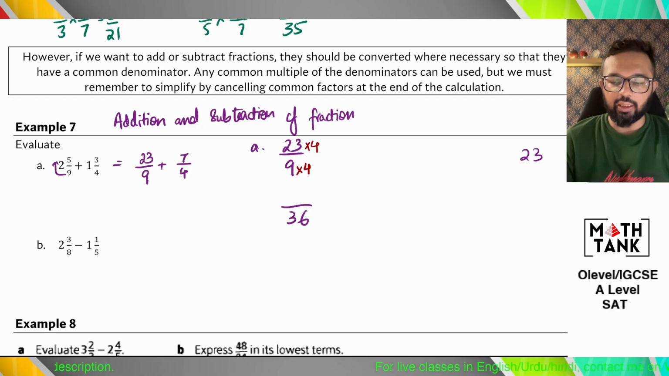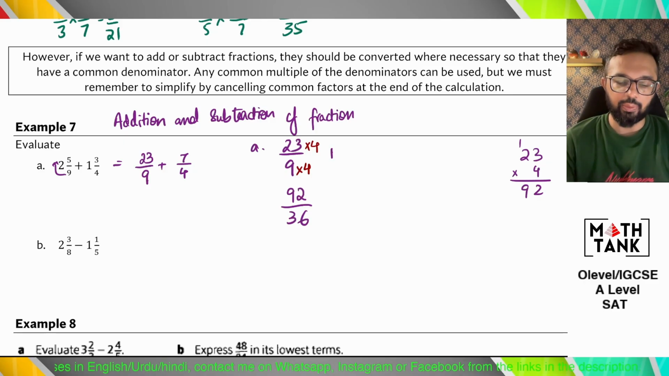Let's multiply 23 by 4. Let's do it on the side. 4 times 3 is 12. 4 times 2 is 8 and 1 more is 9, so 92. That's 92 over 36. What was the other number that I had? The other number was 7 over 4.